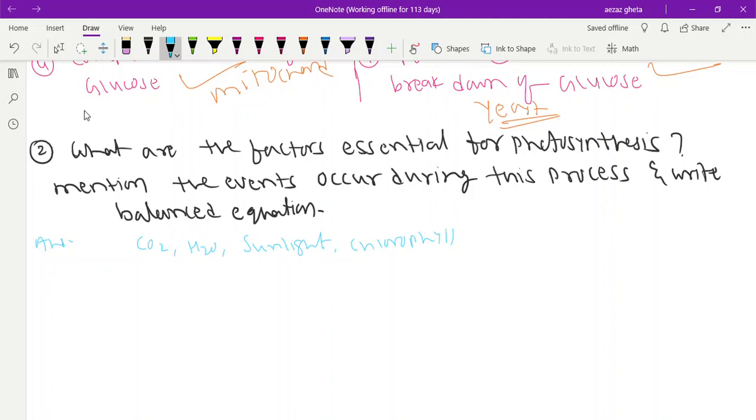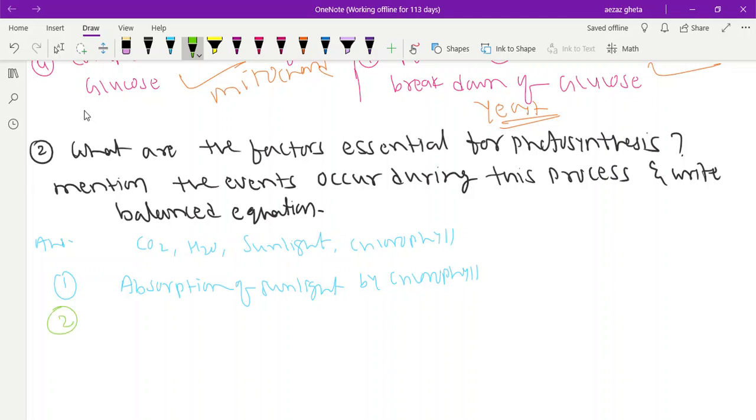What are the events that take place during photosynthesis? See, the first event is the absorption of light, absorption of sunlight. Who will do this? Chlorophyll. This chlorophyll is present in chloroplast. So the chloroplast is called the kitchen of a cell, remember.